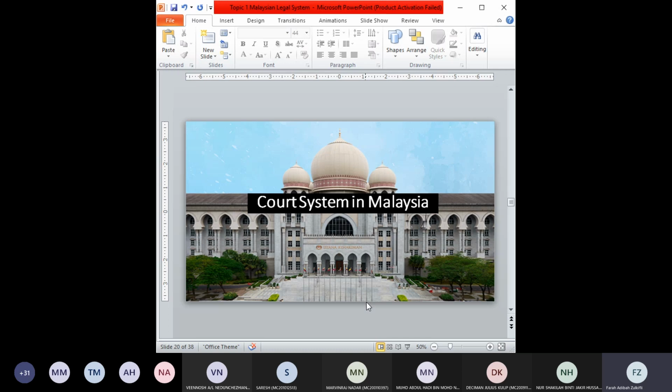But as I said before, it is only persuasive. Persuasive means that you can refer to them, but you don't have to follow them. You can choose whether to follow them. If our courts have their own opinion on the matter, maybe the court feels that whatever is applied in England is not suitable to be applied in Malaysia, the court can depart from English law because it is not binding. Does that answer your question?